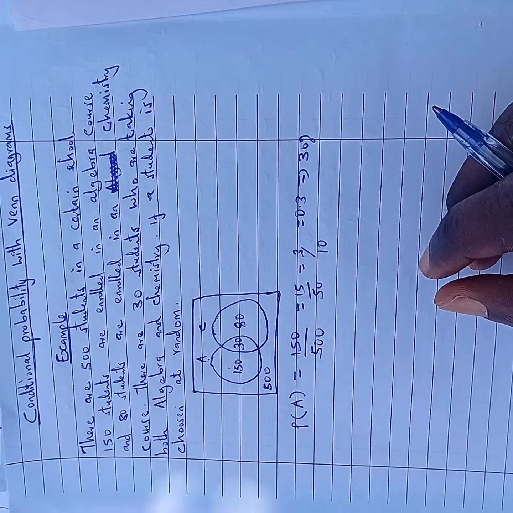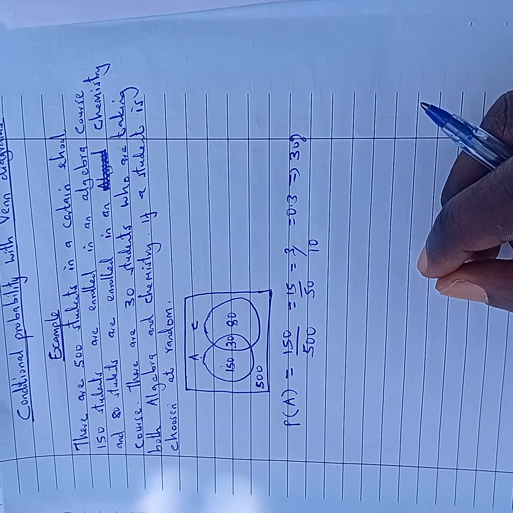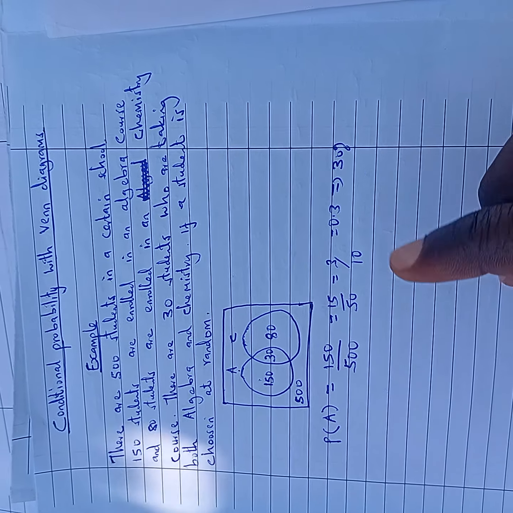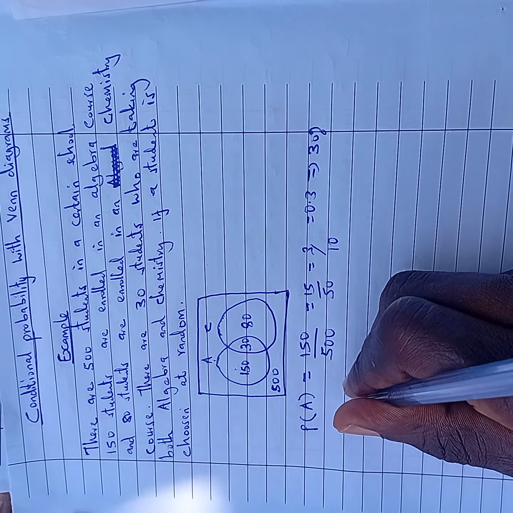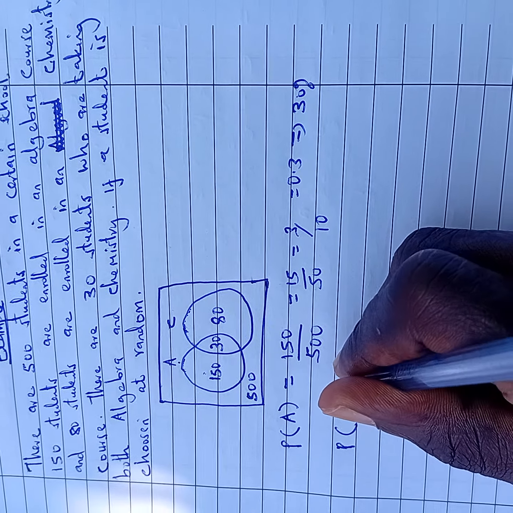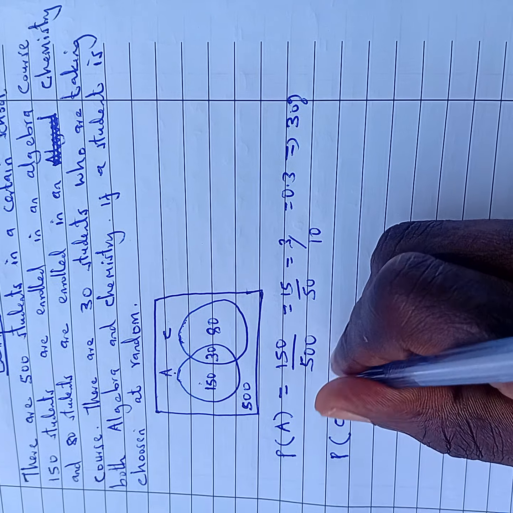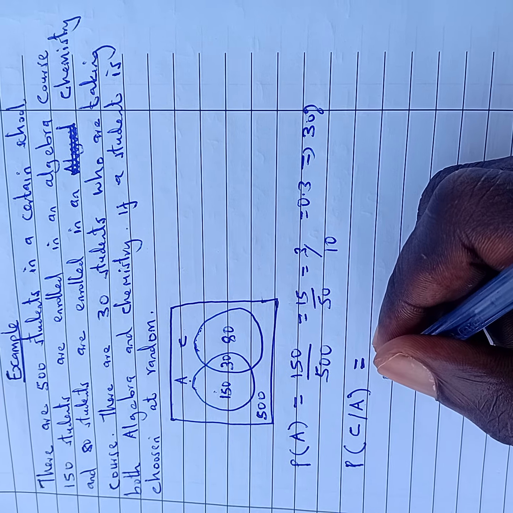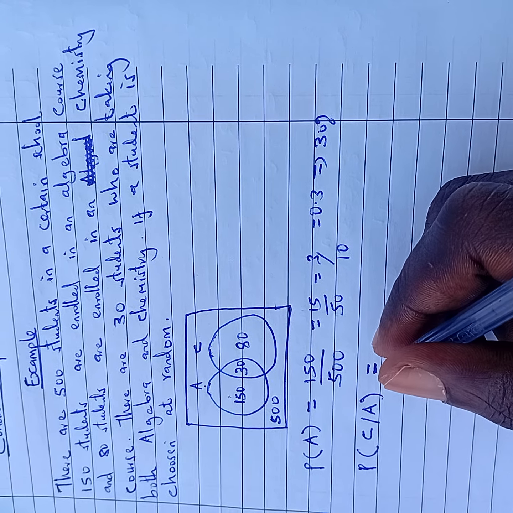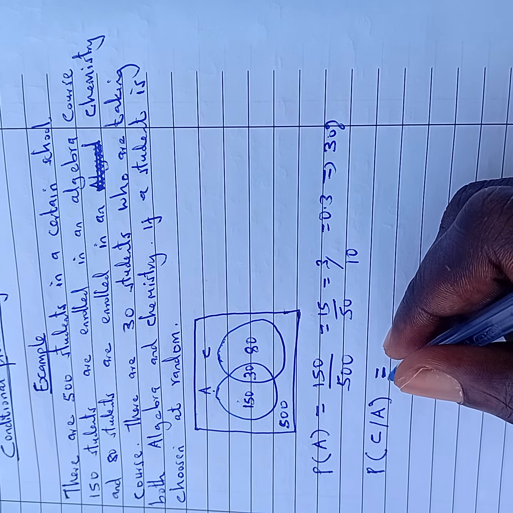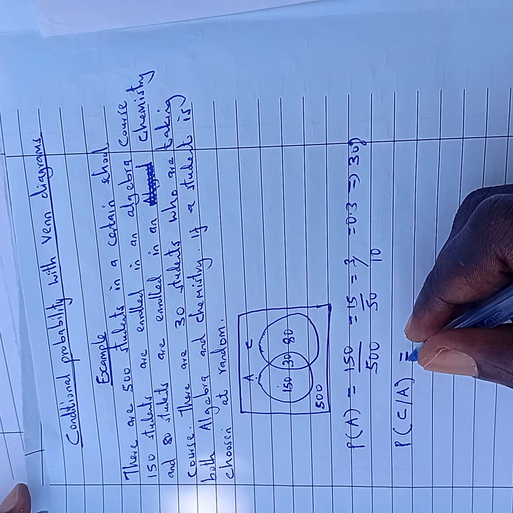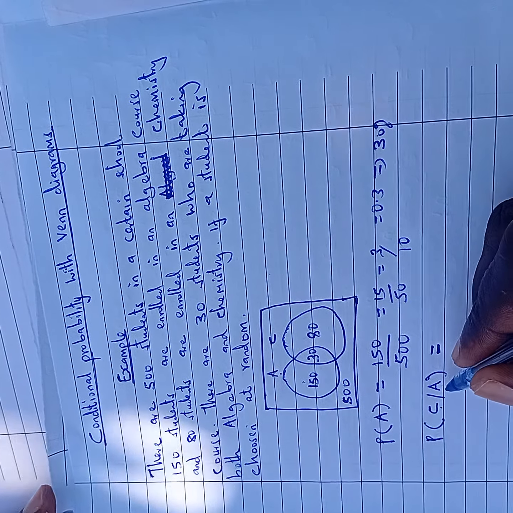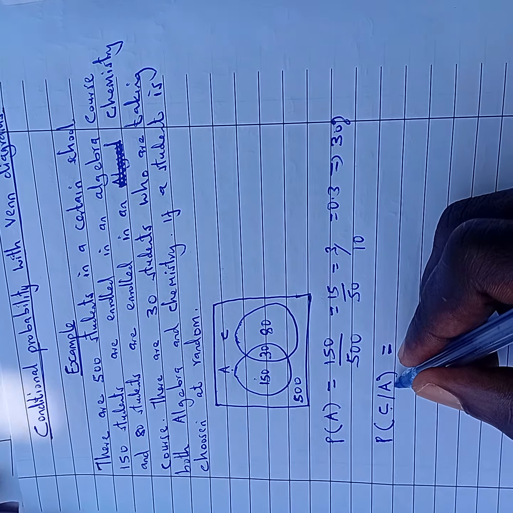The next question: what is the probability that the student is taking chemistry given that the student is also taking algebra? Now, how do you go about this? Just ask yourself, how much of C is in A? How much of C is in A?